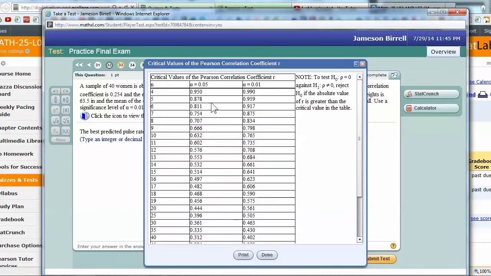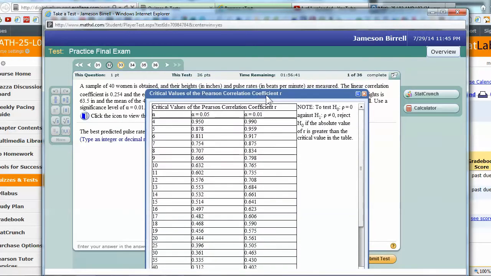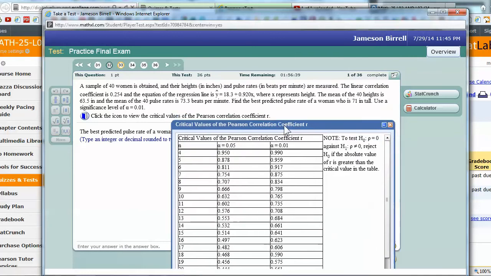All right, well, let's see how strong that r is. Essentially, we assume that there is no correlation. That's our hypothesis. We test against that. And if the r value is greater than the critical value, that means that we will reject the null. So we will assume correlation, linear correlation. Okay. Let's see here.